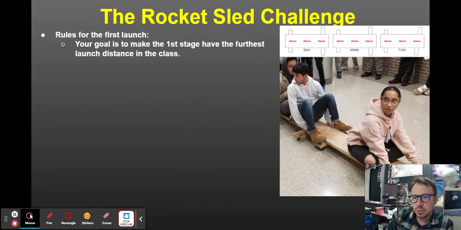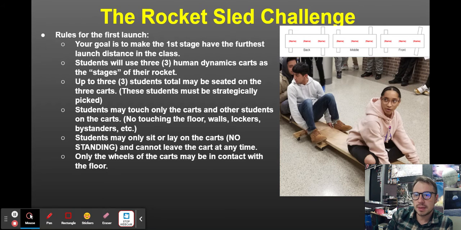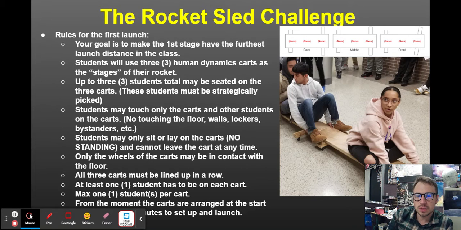So the rules for the first launch: your goal is to make the first stage have the furthest launch distance in the class. You use three human dynamic carts, and these are basically the rules for that. You can read over them, but essentially it's designed so that the carts are going to be isolated, right? So this is like a rocket. That front cart is like the payload that you want to go the furthest and the fastest, and the back carts are like the different stages.